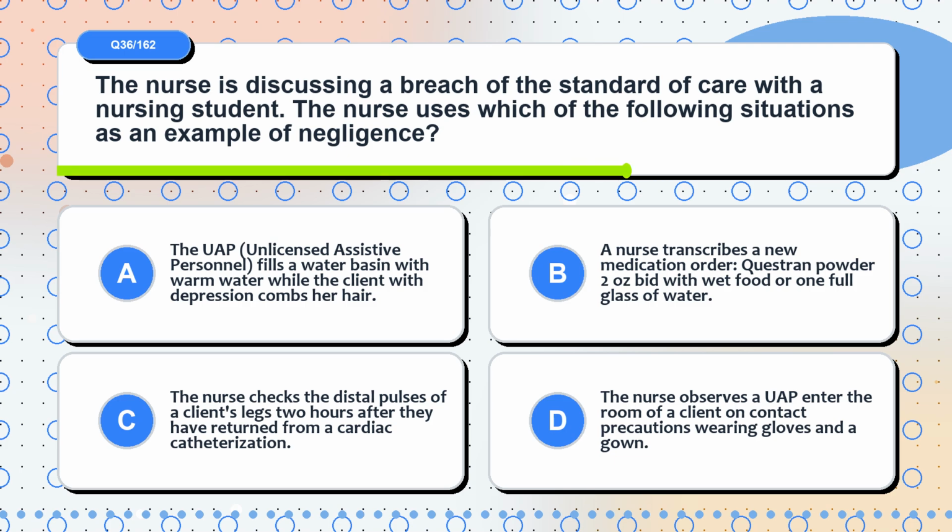Option C. The nurse checks the distal pulses of a client's legs 2 hours after they have returned from a cardiac catheterization. Option D. The nurse observes a UAP enter the room of a client on contact precautions wearing gloves and a gown.